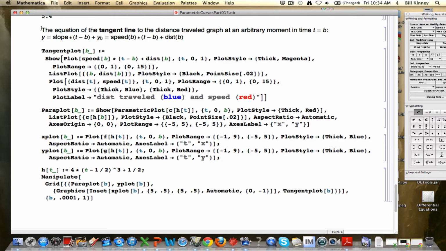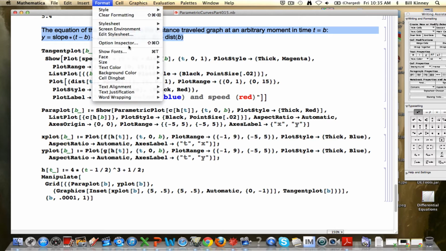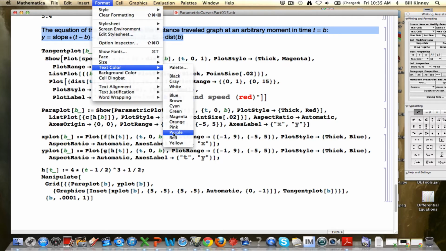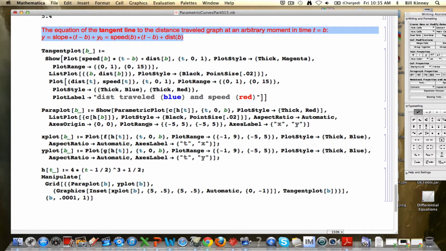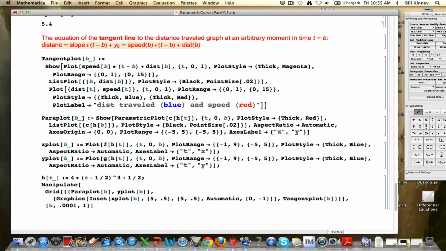Before I get back into the code, I want to make a little change here. First of all, I want to highlight this in red, this fundamental fact that the equation of the tangent line to the distance traveled graph at an arbitrary moment in time, t equals b, is given by this equation. I also want to change the name of the dependent variable so that we don't get it confused with the second coordinate for the motion. It's not the same as the second coordinate here. This is going to be some other dependent variable. I might call it distance.